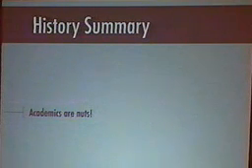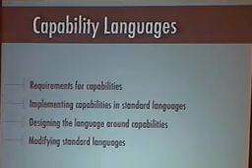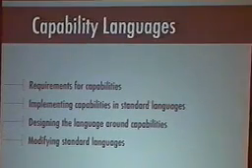So anyway, history lesson over. We'll move on to capability languages, which is what I'm really interested in here. So I'm going to talk about 4 things in this. The requirements for capabilities in a capability language, implementing them in standard languages. There are 3 options here, basically, once you've got the requirements. So implement them in a standard language, design the language around capabilities, or modify the language so that it supports capabilities better.